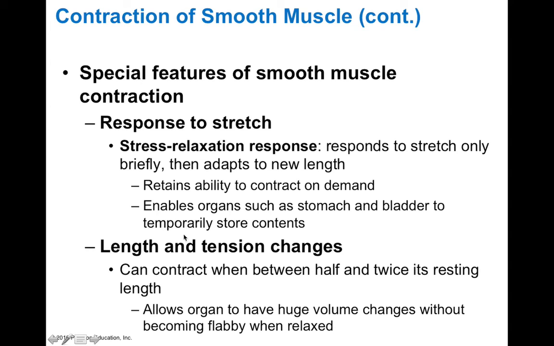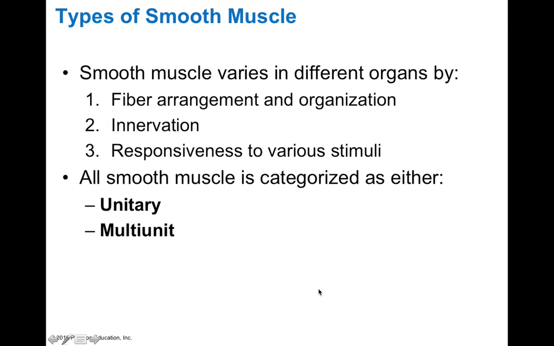We also see that there's length-tension changes in smooth muscle, where smooth muscles contract between half and twice of its resting length, and this allows for organs to have huge volume changes without becoming flabby when relaxed. So for instance, your bladder can stretch quite a bit and hold quite a bit of urine, and when the bladder is empty, it's not going to be flabby. Rather, because of the muscle tone in smooth muscle, it maintains this contracted state that allows the organ to maintain some structure and shape and not be flabby when it's relaxed.